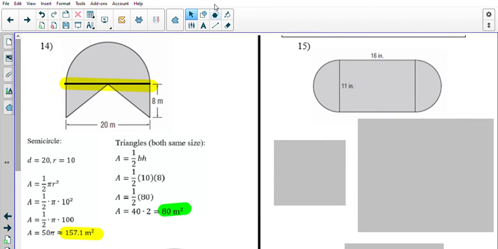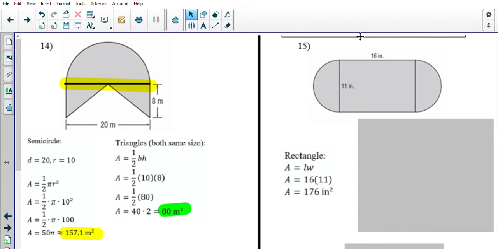All right, so question number 15. We have a rectangle and then two semicircles on either side. Let's begin by taking a look at the rectangle in the middle. The dimensions are 16 and 11, so we'll do 16 times 11 to get a total area of 176 inches squared. The two semicircles, if we put them together, form a whole circle.